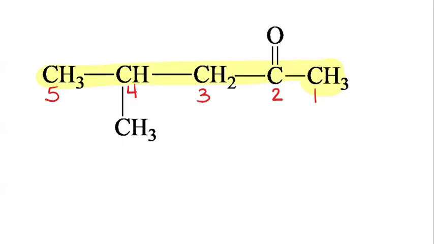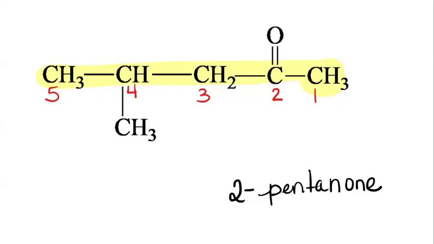The alkane name is pentane for 5 carbons in a row. But because this is a ketone, I take the E and I replace it by O-N-E. So that is pentanone. Since my straight chain ketone has 5 carbons, I need to put the place where the double bond O is. It is at position 2.